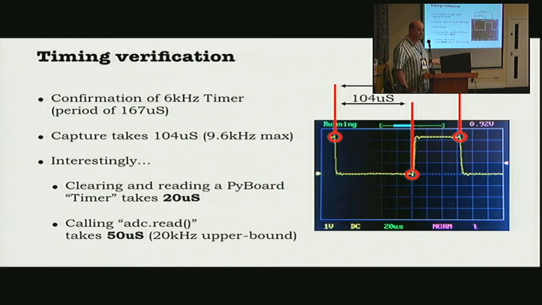So I only have 167 microseconds to do all of my work, and it's surprisingly short, considering that just reading the ADC takes 50 microseconds, which is about 2.5 of those little squares. So a lot of my time in my interrupt service routine is just getting the data off the ADC. So I'm very limited in what I can do in real time.